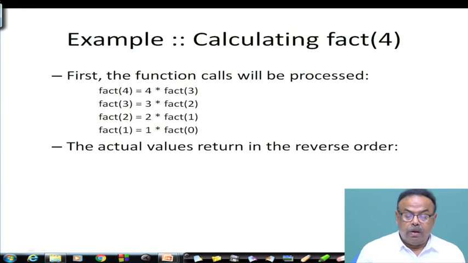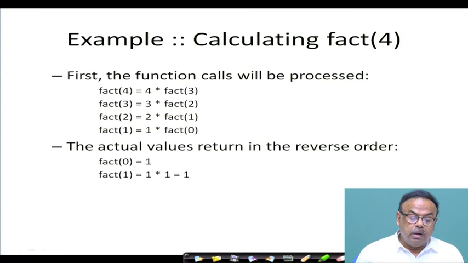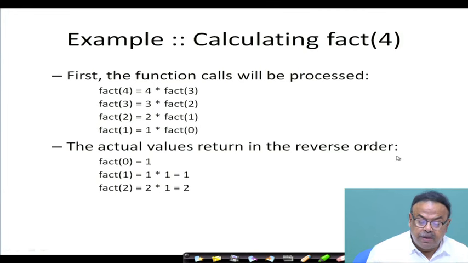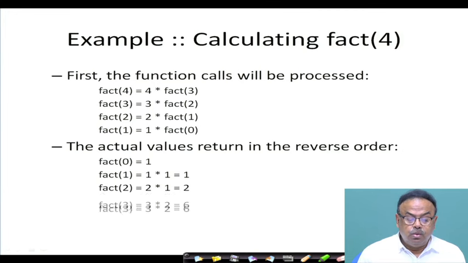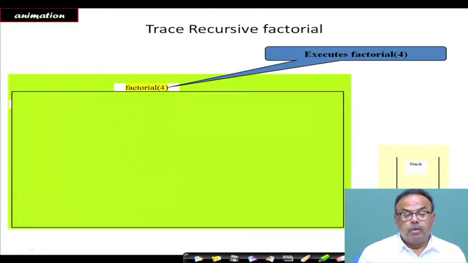So, the actual values return in reverse order. So, factorial 0 is 1, factorial 1 is 1 times 1, 1, factorial 2 is, now the reverse order is being done, 2 into 1, 2, 3 into 2, 6, and 4 into 6, 24. In that way it is being computed, all right.